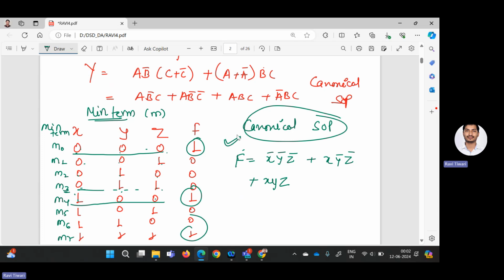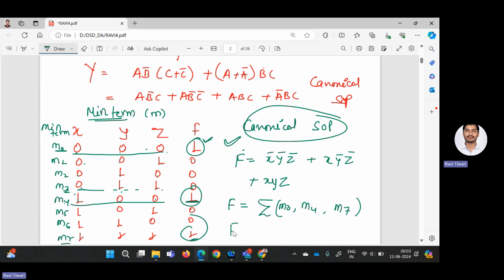We can also represent the function as the sum of products, and the symbol used is summation. Inside the bracket, we have to write down the minterms, right? So the function is 1 for m0. So here you write down m0, comma. Second time it is 1 for m4, so you write down m4. Third time it is for m7, so you write m7.